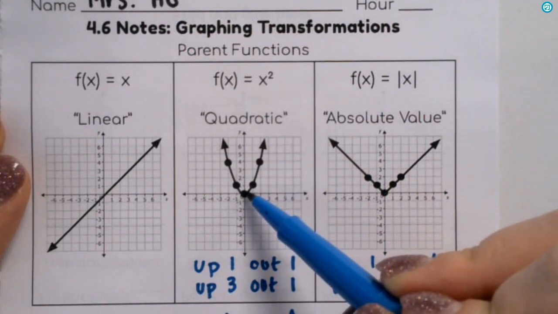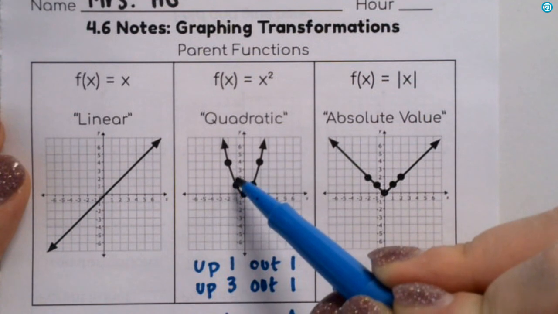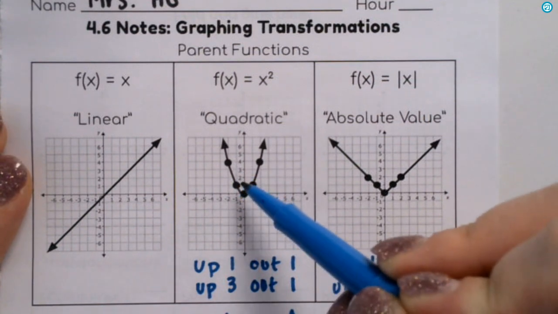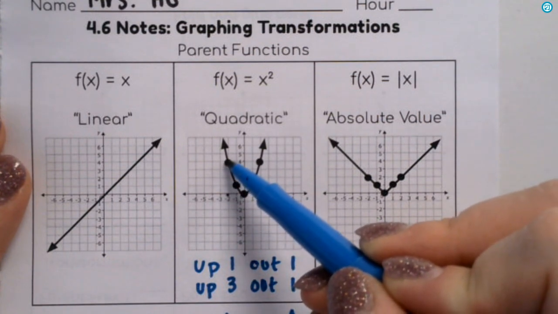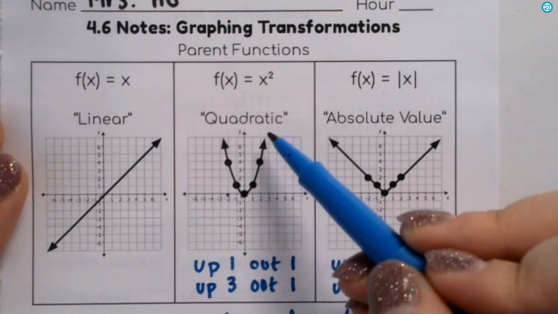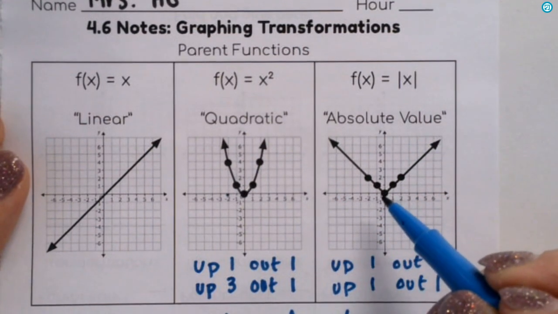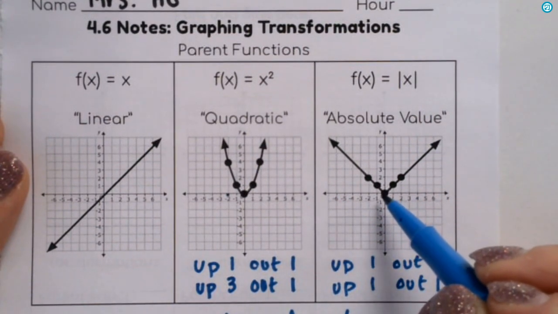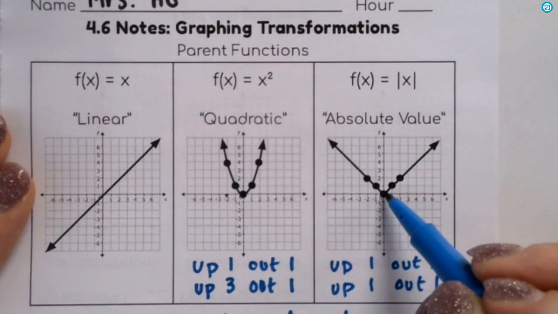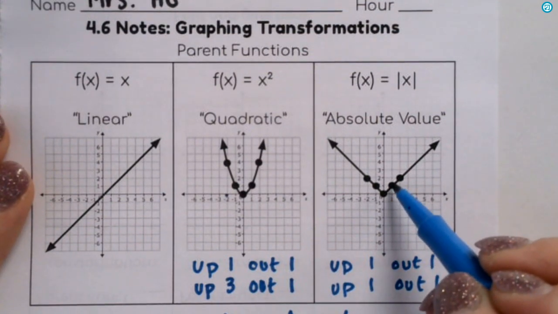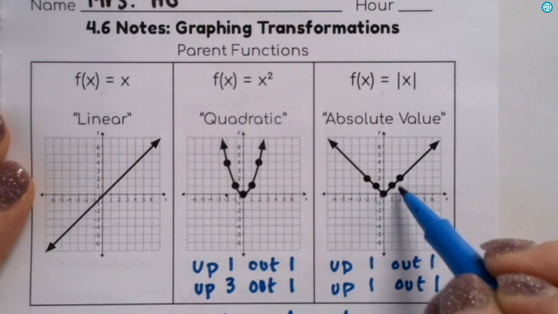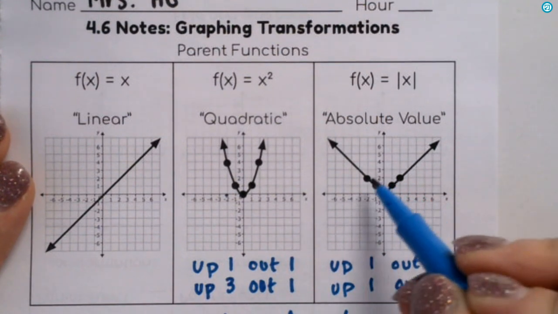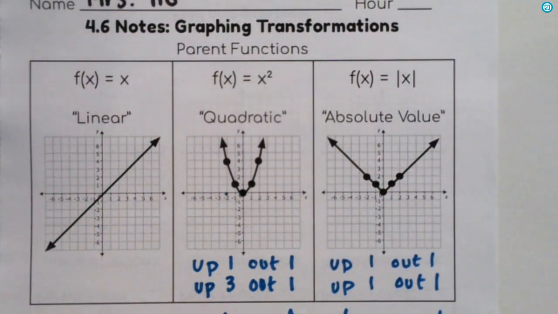Then on the left side, negative 1 squared would be negative 1 times negative 1. That's why it's also positive 1. Negative 2 squared is negative 2 times negative 2. That's why it's positive 4. Okay? So that's why the quadratic is shaped like that. The absolute value is shaped like this because the absolute value of 0 means the distance from 0. Distance from 0 is 0. Distance from 1 and negative 1 are both 1. Distance from 2 and negative 2 to 0 are both 2. Just wanted to mention that. I felt like I glossed over that too quickly.